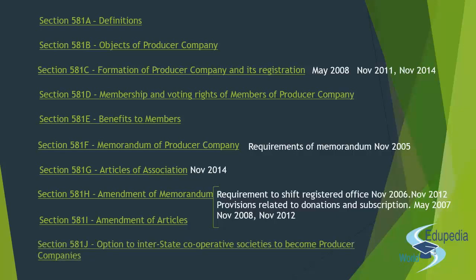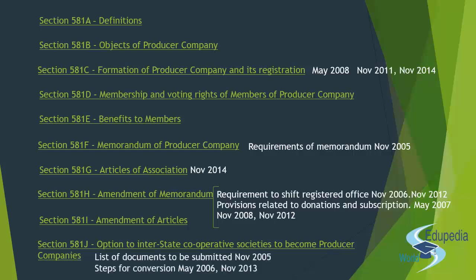Again, this is a very important topic. You have been asked questions frequently in your examinations. So 581J is the option to interstate cooperative society to become a producer company. Now this is the conversion of an interstate cooperative society into the producer company. So the procedures of the conversion have been asked in your examinations.